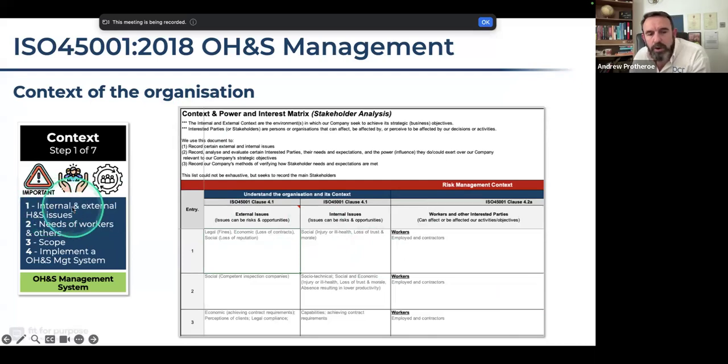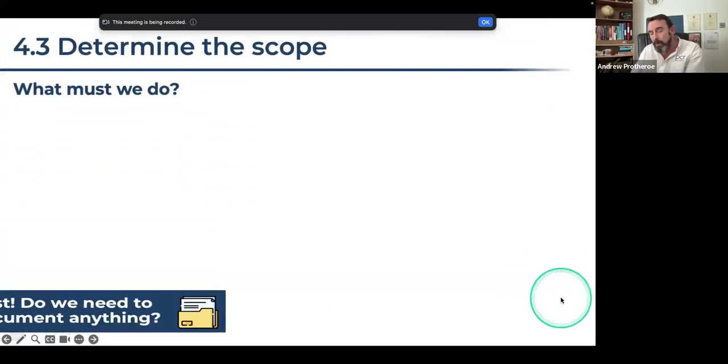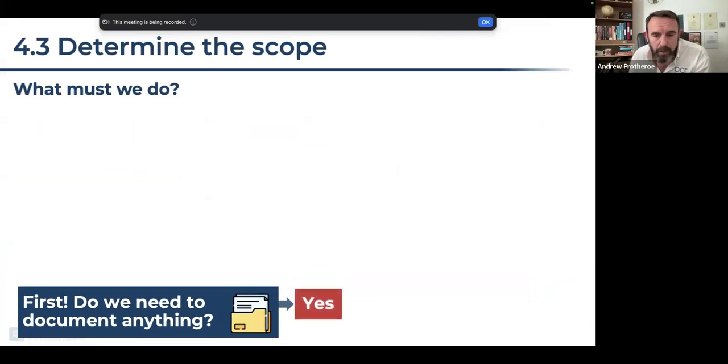We need to look at those internal and external issues, SWOT and PESTLE, look at those needs and interests of workers and interested parties, the scope, and then we've got to put that management system in. This is context. I can't tell you how important this clause is, but it only becomes that important when you really understand it. Right at the very start, it's easy to look over it.